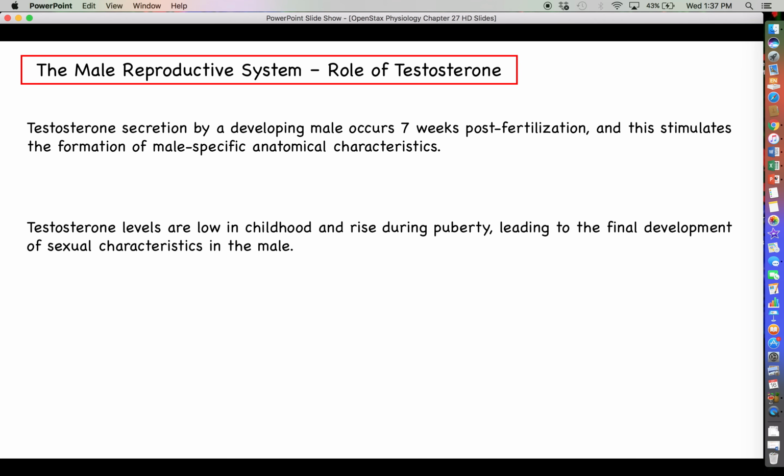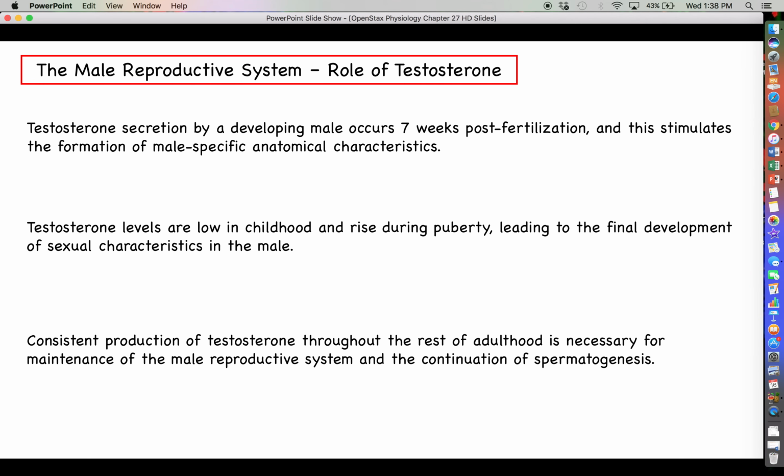Testosterone levels ultimately stay pretty low in childhood, and then, as I'm sure you're aware, they really start to rise during puberty, which triggers the final developmental sexual characteristics in the developing male. From here on out, there should be pretty consistent and strong production of testosterone throughout the rest of adulthood, and that's for good reason, because that testosterone is necessary for helping to maintain the male reproductive system throughout the rest of life, and it allows the male to continue to produce sperm no matter how long they live.